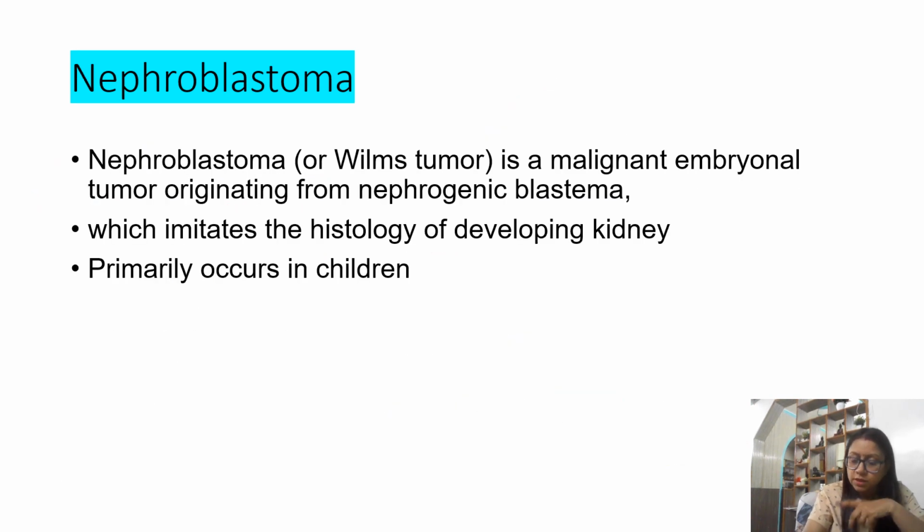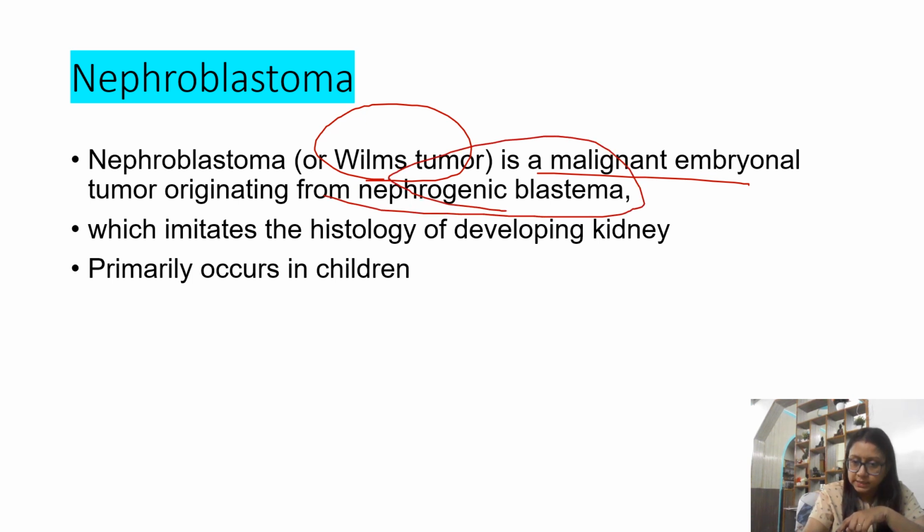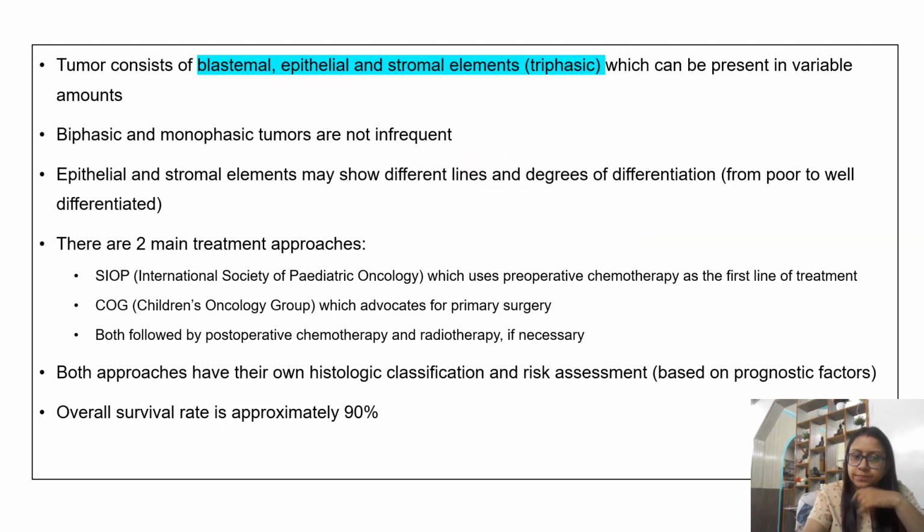Then nephroblastoma, which we also call Wilms tumor. You see it in the kidney, the developing kidney. It is a malignant embryonal tumor originating from nephrogenic blastema, which imitates the histology of a developing kidney. Primarily, it is seen in children.